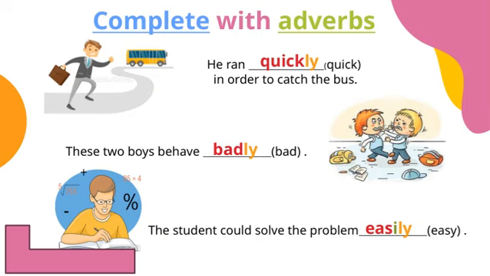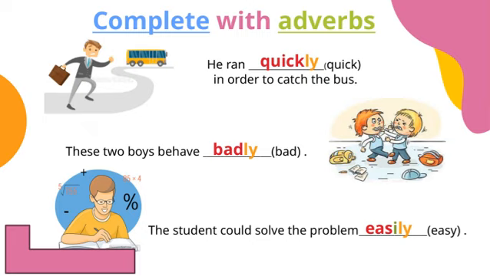Now, let's look at how adverbs work to describe actions more precisely. First, we have easily. For example, the student could solve the problem easily. Here, easily tells us how simple it was for the student to solve the problem. Next, we see badly. In the sentence, these two boys behave badly. Badly describes the way they behave, indicating their behavior isn't good.